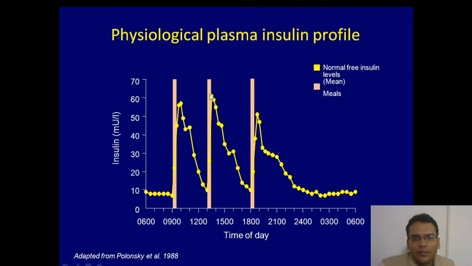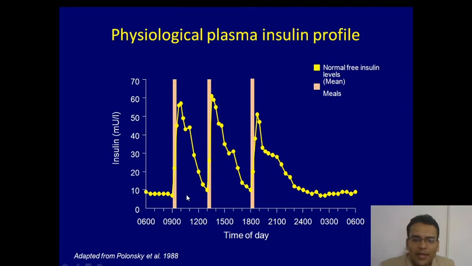When we start treatment with insulin in persons with type 1 diabetes, we try to mimic the physiological plasma insulin profile. So you have the insulin levels which rise with each meal and then they go down, and then you have some basal insulin secretion. So in our body we have two different kinds of insulin secretion. One is a basal insulin secretion, which is present at all times in order to suppress hepatic glucose output, and then you have a prandial insulin secretion, which is meant for glucose disposal with each meal.